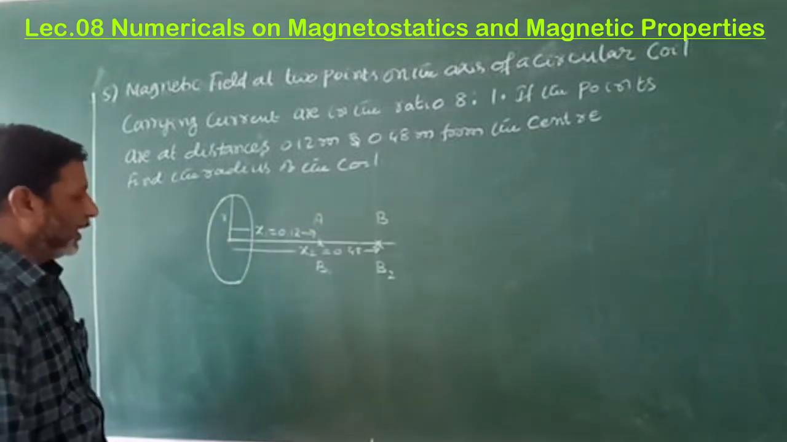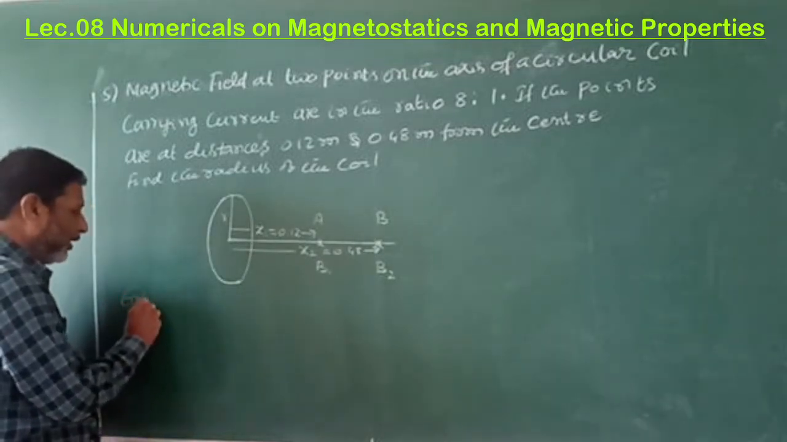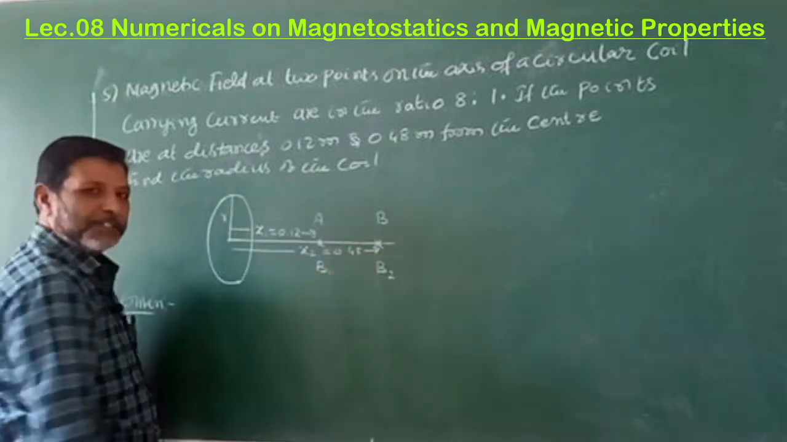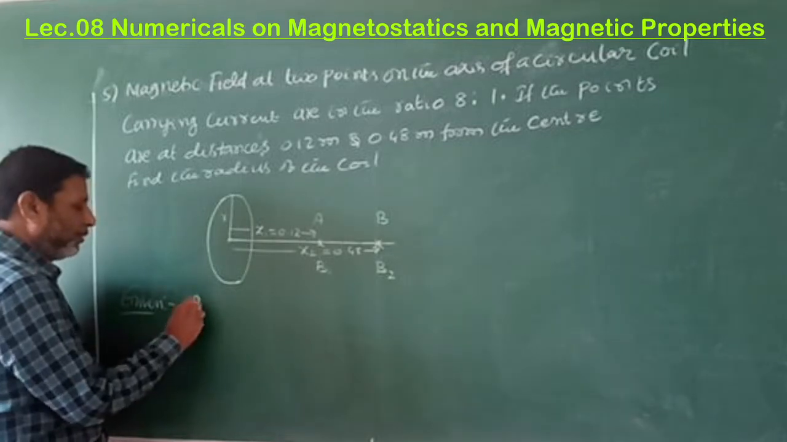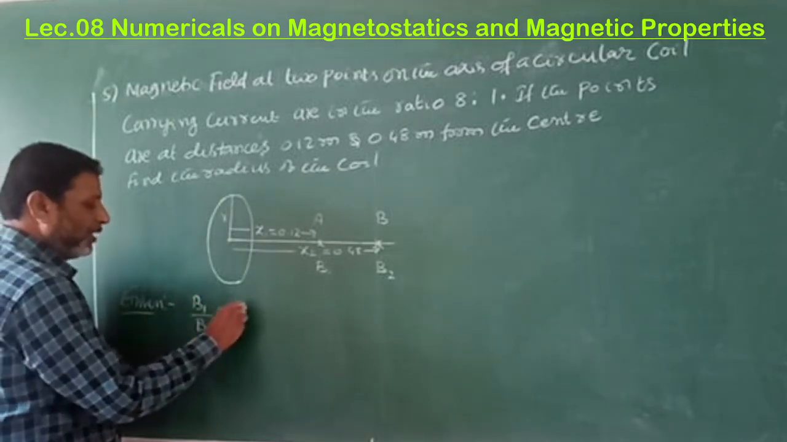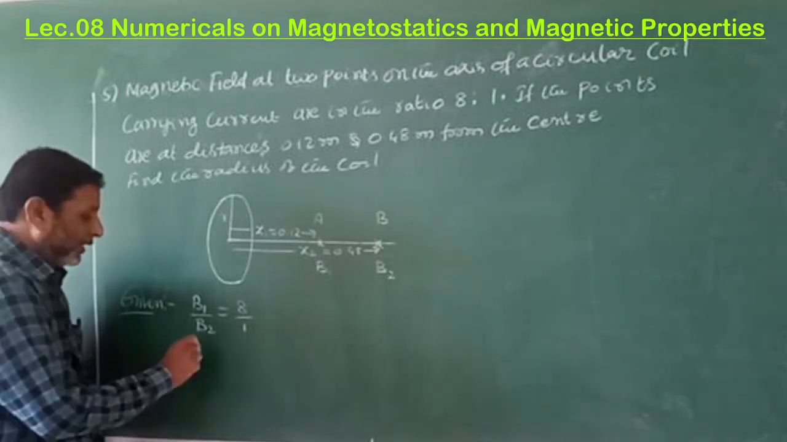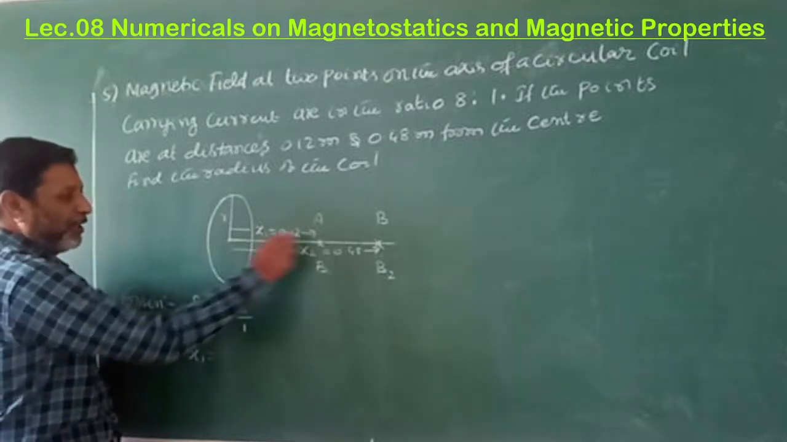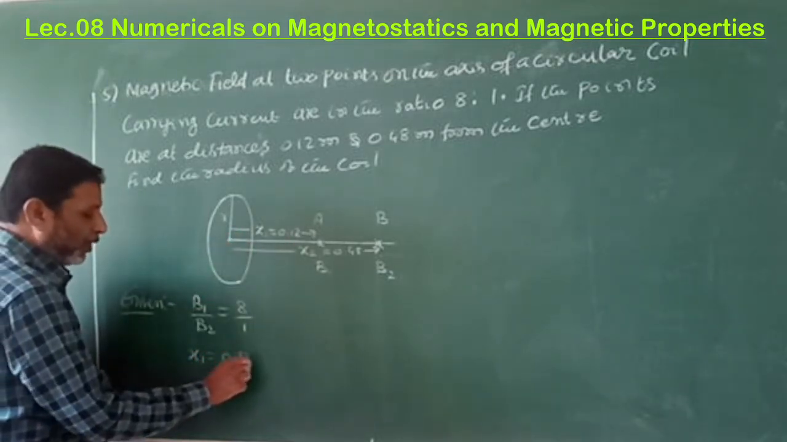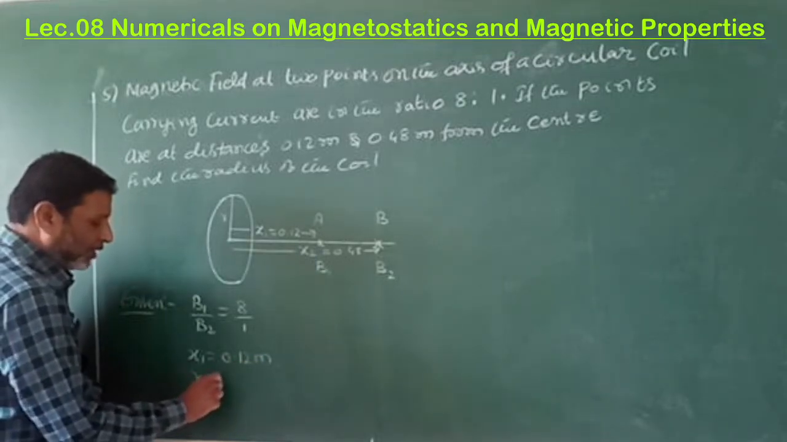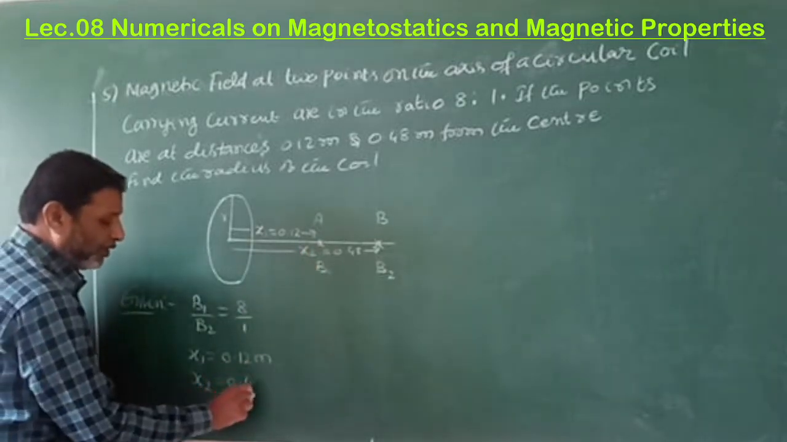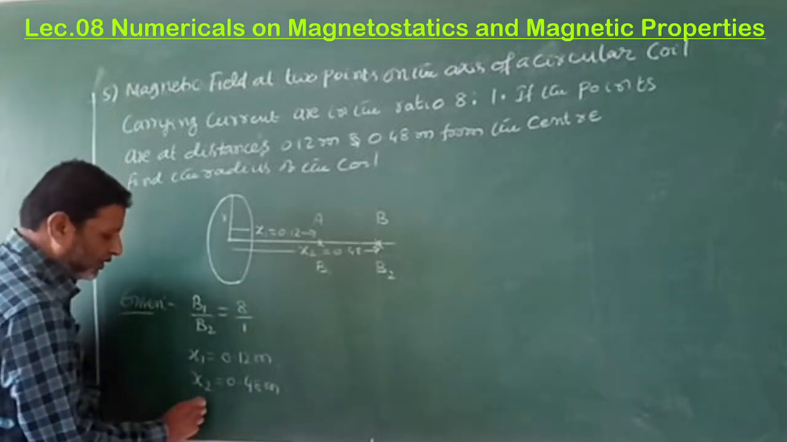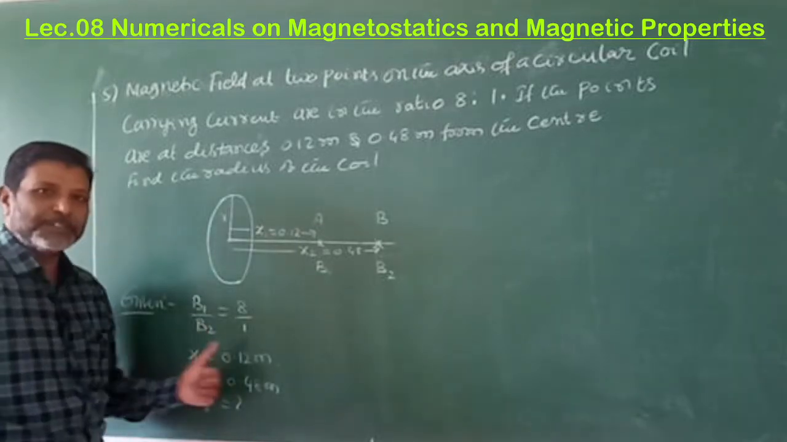Now here, what is given to you? At this point the field is B1, at the other point the field is B2, and the ratio B1 by B2 is equal to 8:1, meaning 8 divided by 1. This is given to you. Next, x1, the distance of the first point from the center, is 0.12 meters, and the distance of point B from the center is 0.48 meters. Using these, you have to calculate the value of the radius of the coil.